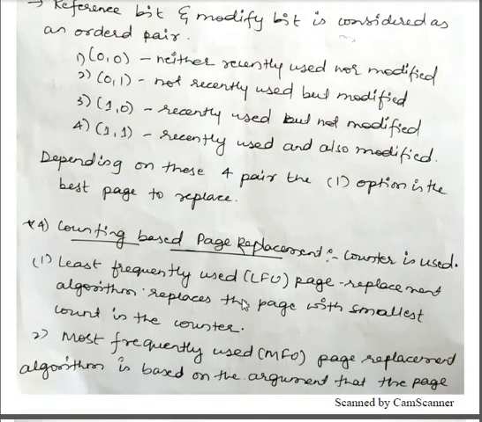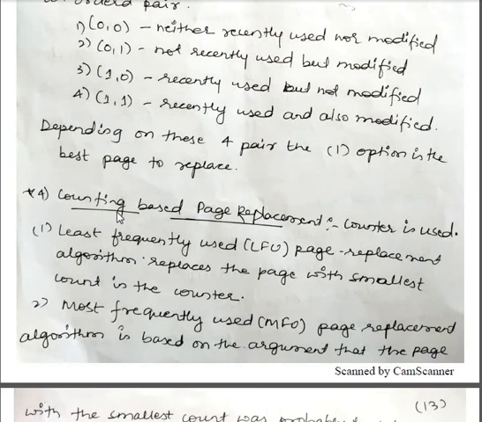Next, the types of algorithms we are going to see use a counter. If a page is referenced, the value of that counter will be incremented. Each page has its own counter. The first one is the least frequently used page replacement algorithm. Least frequently used means the page which is least used, having the lowest count. That page should be replaced. That is the least frequently used algorithm.